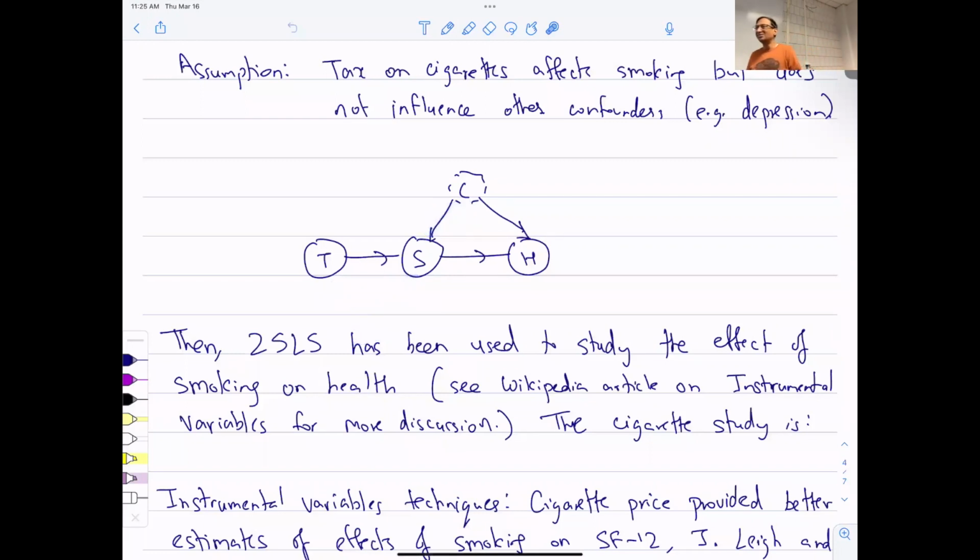Does anything change if we have multiple? No, these vector versions, that's why you can go back. It's just 2-stage least squares. You can get vector versions of this to work.